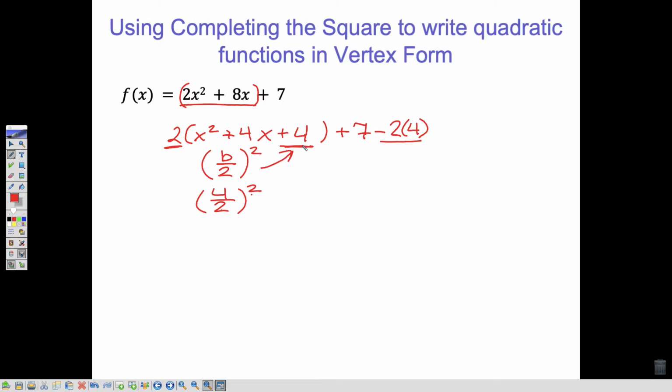How did you get 4 over 2? Because the rule is B divided by 2 squared. B is 4. Oh, okay. I was wondering where you got the 2. The 2 is in the formula.